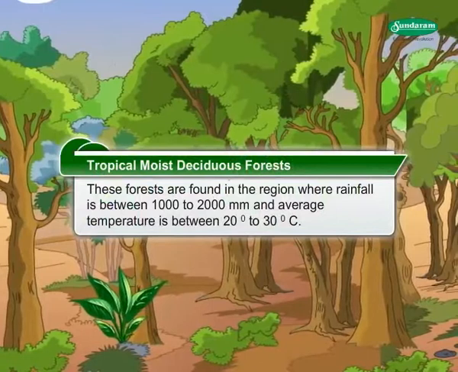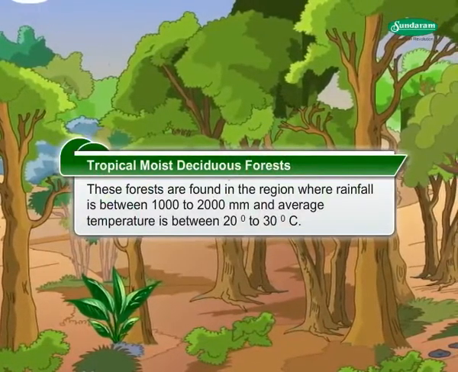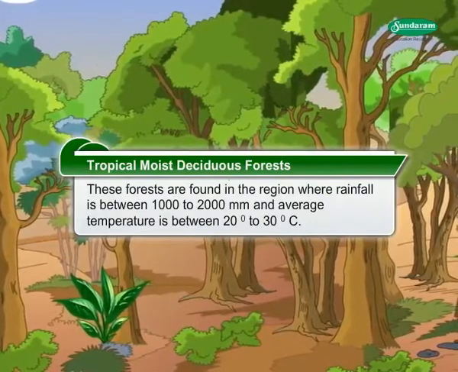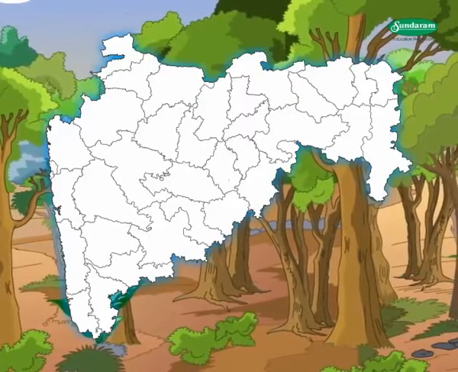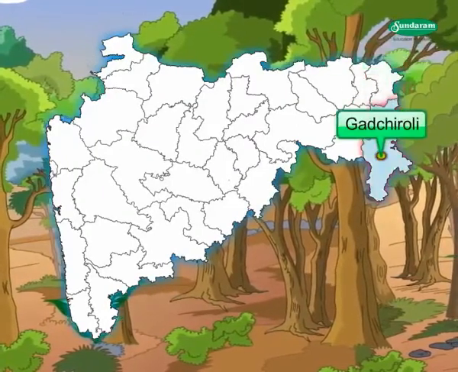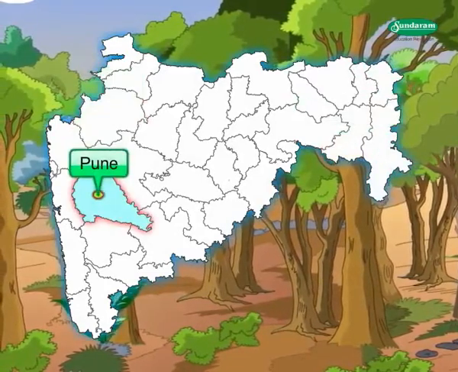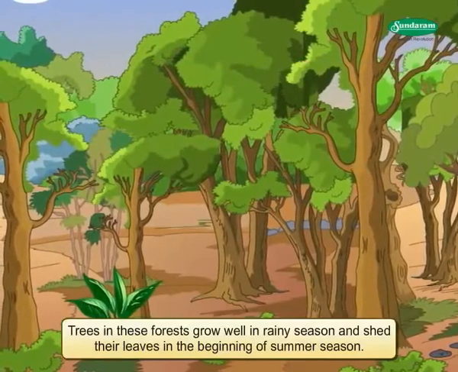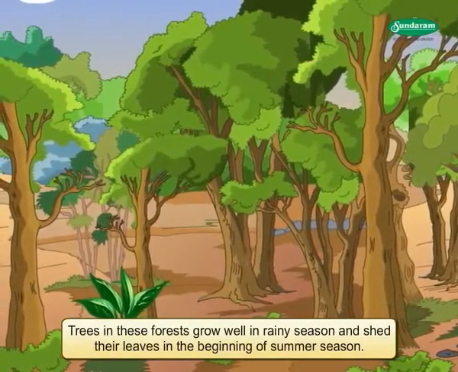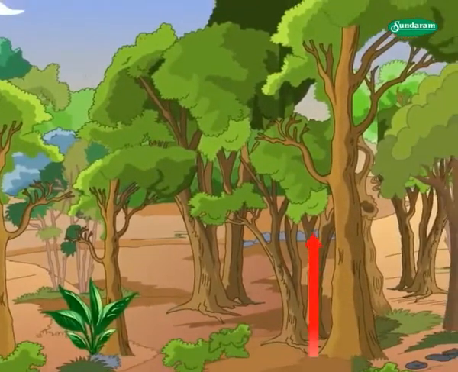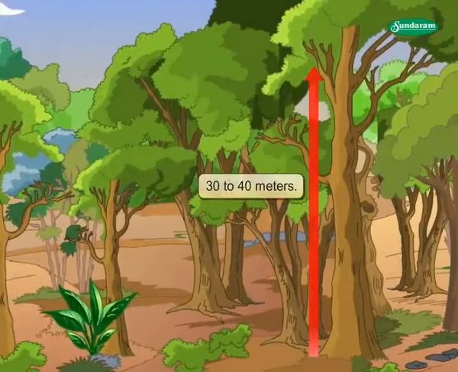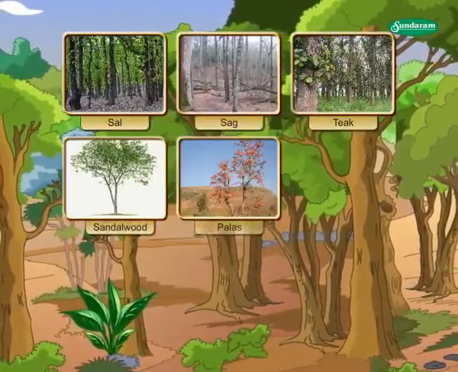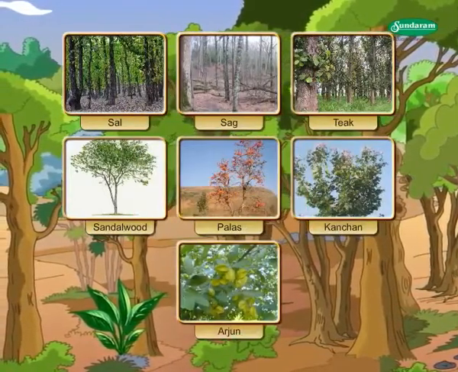Tropical moist deciduous forests. These forests are found in the region where rainfall is between 1000 to 2000 millimeters and average temperature is between 20 degrees to 30 degrees centigrade. These forests are found in Bhandara, Gondia, Gadchiroli, Chandrapur, Nasik, Pune, Kolhapur, Dhule, Nandurbar districts of Maharashtra. Trees in these forests grow well in rainy season and shed their leaves in the beginning of summer season. Trees here grow as tall as 30 to 40 meters. A large variety of species of trees like sal, sag, teak, sandalwood, palas, kanchan, arjun, etc. are found here.